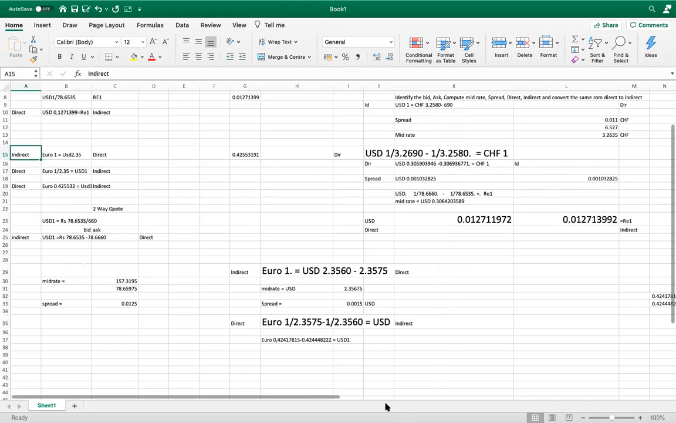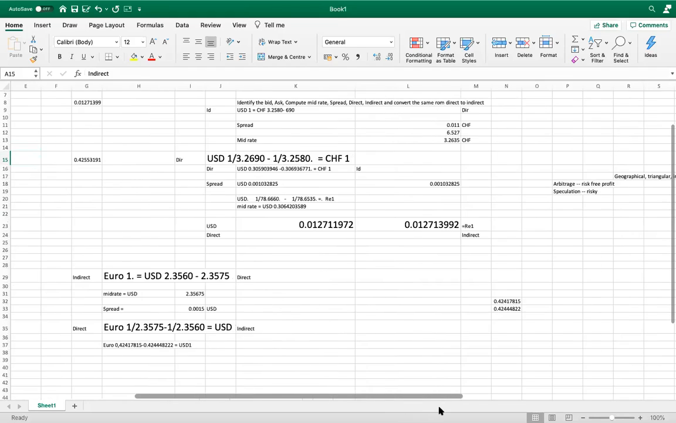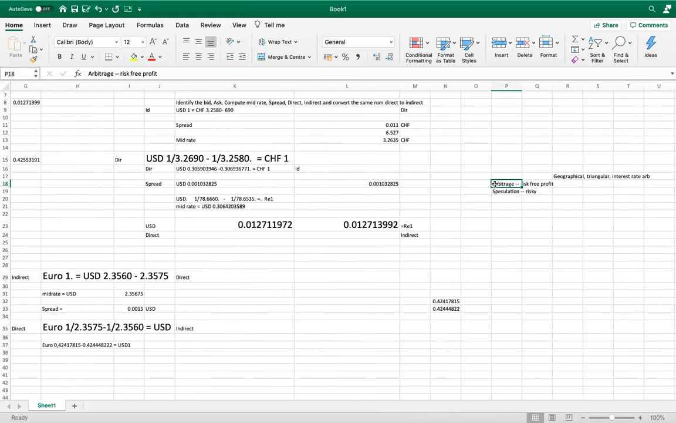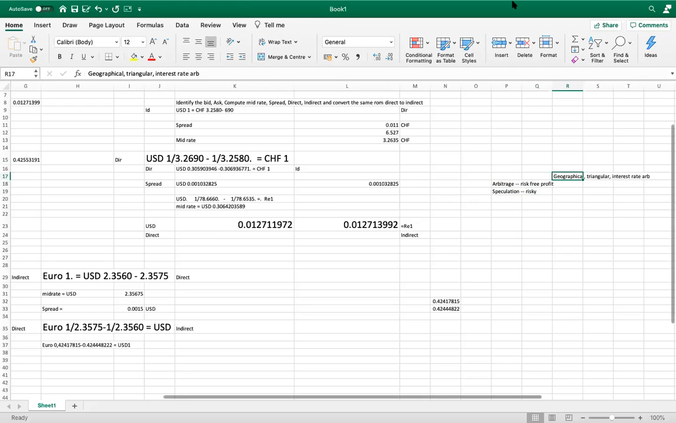And then we just spoke about the concepts of arbitrage and speculation. Arbitrage is a risk-free profit. Speculation is a risky profit. Speculation may lead to a loss, but arbitrage may, unless there is a profit, you will not enter into the deal, right? So there are 3 types of arbitrages that we will be seeing in further classes: geographical, triangular, and interest rate arbitrage. So I hope I'm clear.